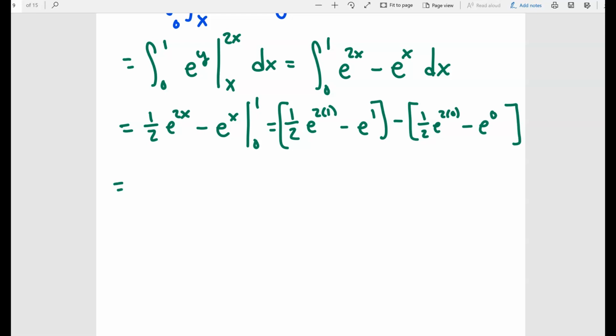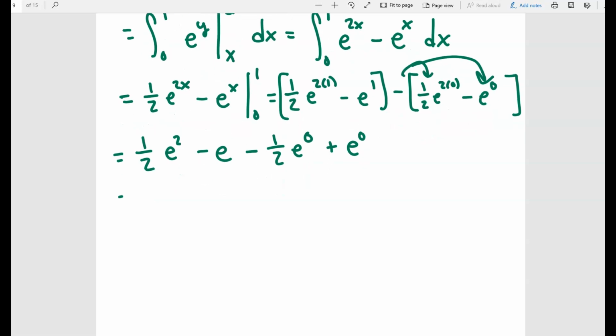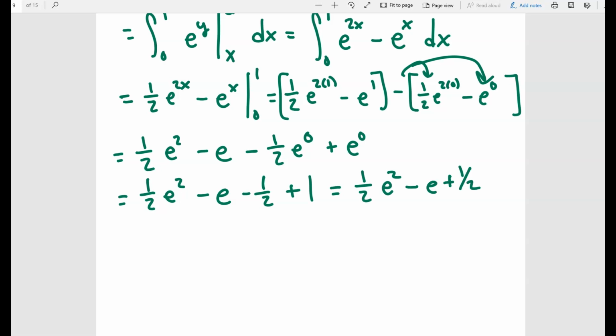So what is this going to give me? This is going to give me 1/2 e squared minus e minus, let me distribute this out. I'm going to have 1/2 e to the 0. Negative and a negative give me a positive e to the 0. So this is going to give me 1/2 e squared minus e. E to the 0 is 1, so it's going to be minus 1/2 plus 1. That's just going to give me 1/2 e squared minus e plus 1/2. Okay, all right, and that is my final answer.